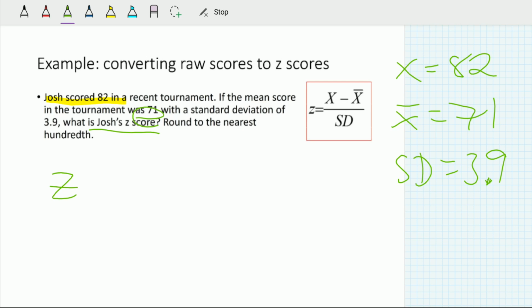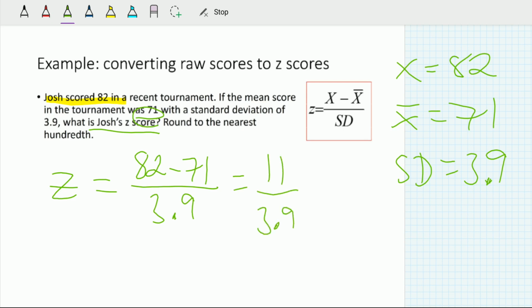So for the z-score, all I'm going to do is plug it in and see what we get. It's the raw score first, minus the average, which is 71, over the standard deviation. That's going to be 11 divided by 3.9. Let me just make sure it's 11. Yes, it is. All right, so now calculator time, 11 divided by 3.9. It's going to be equal to 2.82.